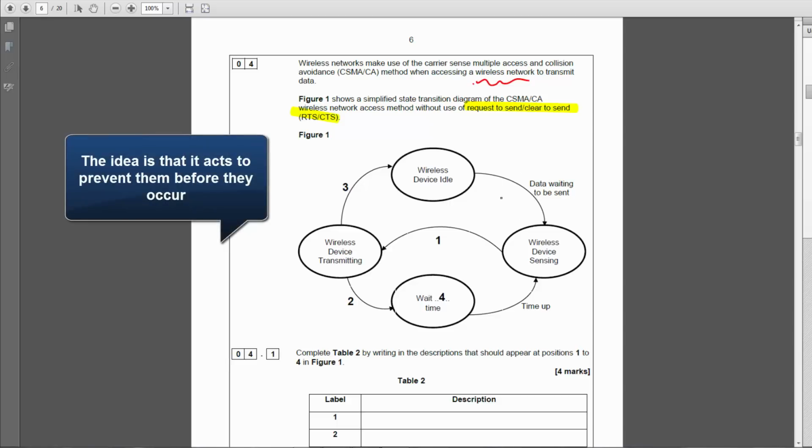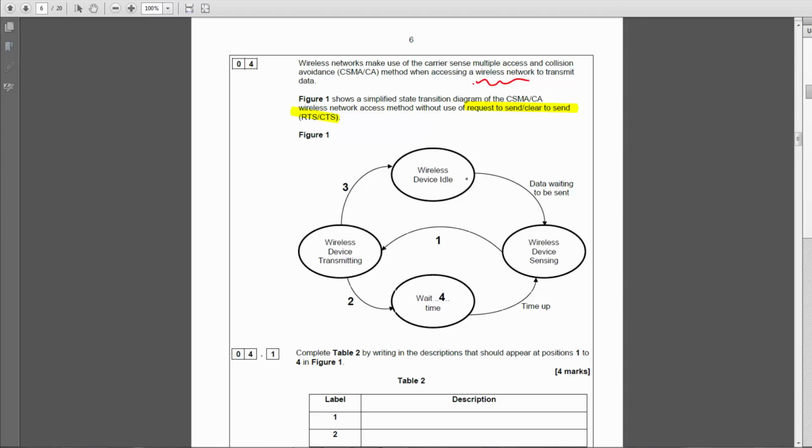So really what's happening is a wireless device will have data to send, it's going to transmit to another wireless device, and first thing it will do, it will check the transmission channel is clear. So it will check that no other device is broadcasting at that time, transmitting data. If it's not clear, it will wait a random amount of time. And I think random is a key word here.